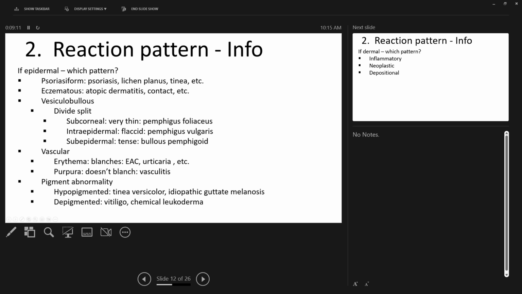Eczematous, it has to be some type of eczema. So either primary dermatitis, contact dermatitis. Is it an id reaction? Is it photoallergic contact dermatitis? It's got to be in that family. Vesiculobullous, the most important thing is to divide it based on the split. Is it a tense bulla? Then it's probably subepidermal. If it's flaccid, it's intraepidermal. If it's super, super flaccid and thin, it's probably subcorneal. And again, in each of those families, there's a differential diagnosis.